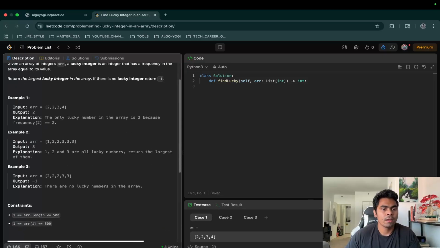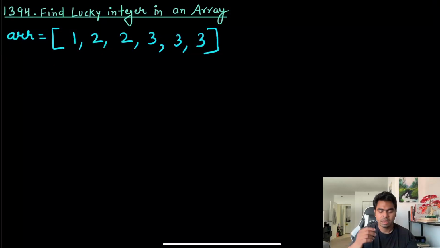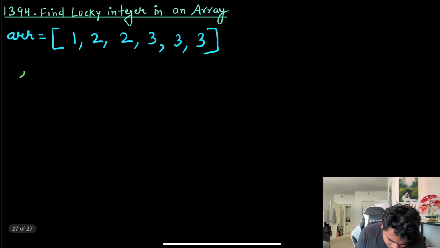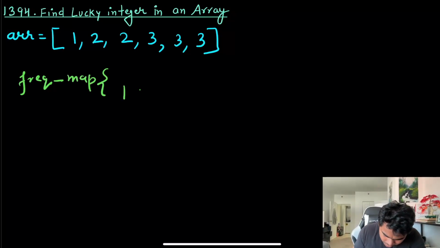Okay, so we will be given an array, and of course we need the frequency of all of these. The easy way would be to just create a map. Even if you create an integer array to count the frequency, that also works. But I would like to use a map. So I'll create the frequency map and store the frequencies of all these. So 1 appears once, 2 appears 2 times, 3 appears 3 times.